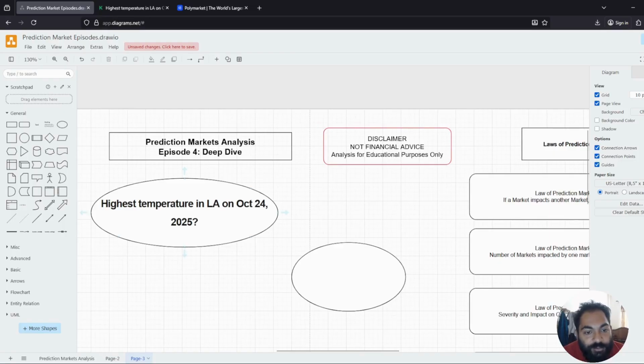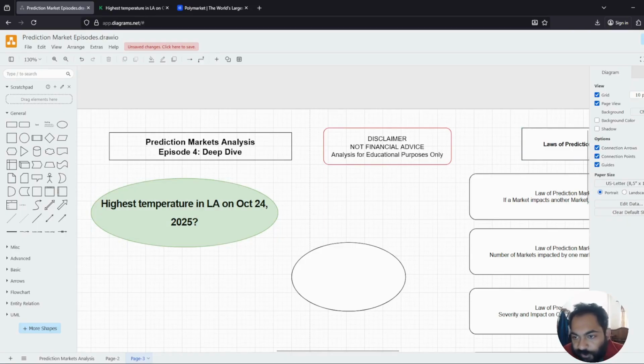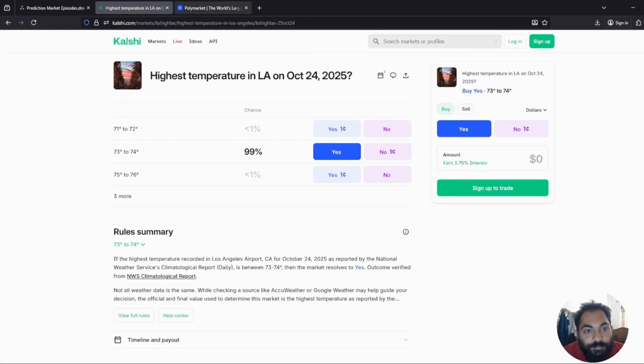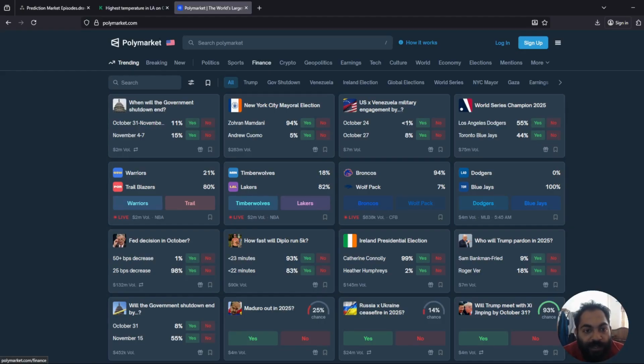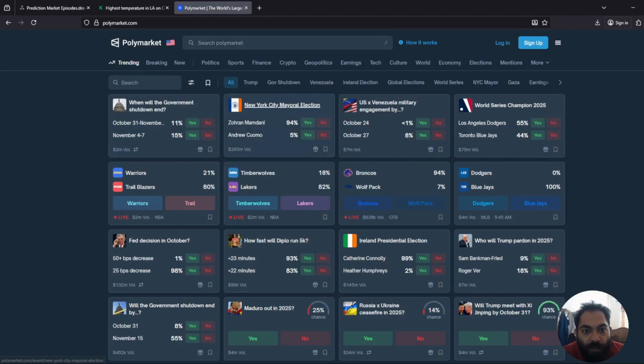So what we have is highest temperature in LA on October 25. If it's resolved, we make it green, and if there is a market that's not resolved, we make it red. Red is the type of market that you want to analyze, and blue is the type of market that you don't want to analyze, or basically you just want to think about it and answer.